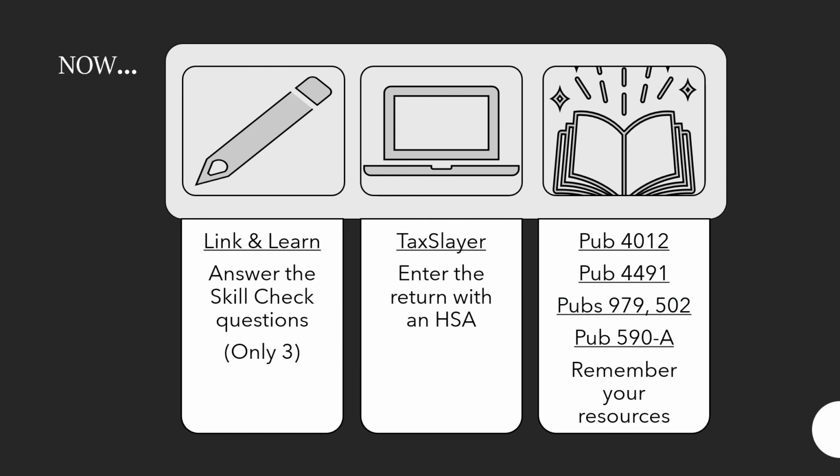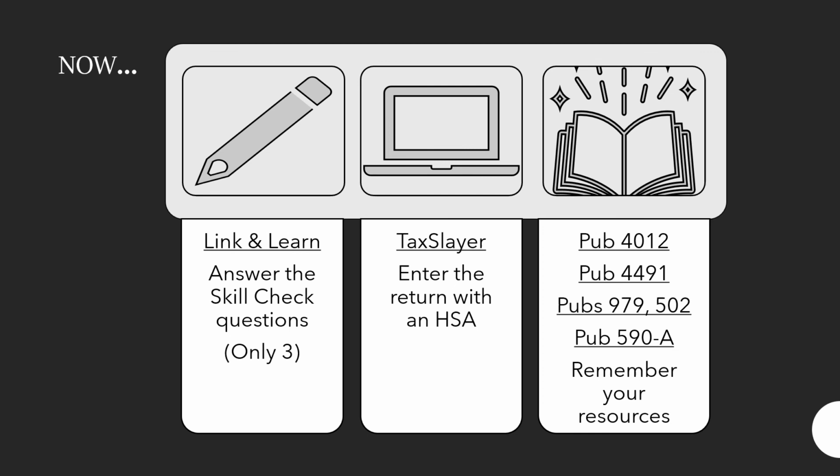So now that we've expanded our knowledge of adjustments to include the self-employment tax adjustment, the self-employed health insurance adjustment, and contributions to both HSAs and IRAs, here's what I want you to do. Head on over to Link and Learn and answer the skills check questions. There's just 3 of them. If you are in Accounting 496, don't go there. In Canvas, you'll have a 10-question quiz covering what we covered in the video. And then in TaxSlayer, we have a return that you can enter, a practice return with an HSA.